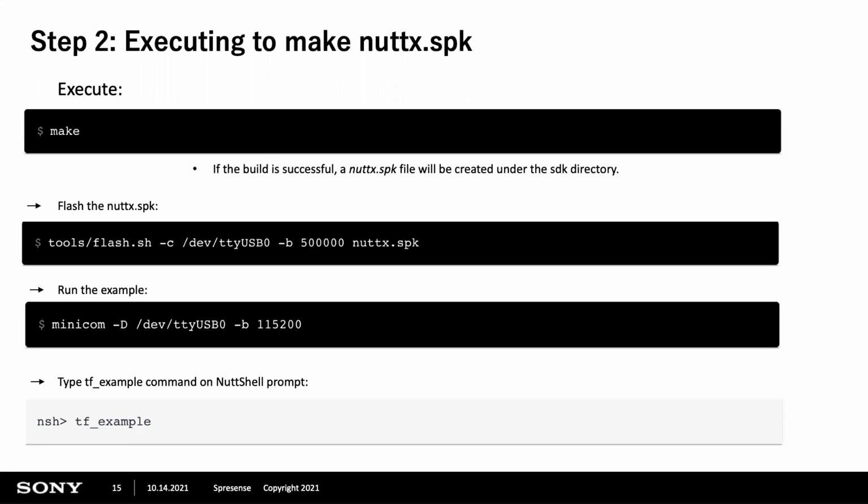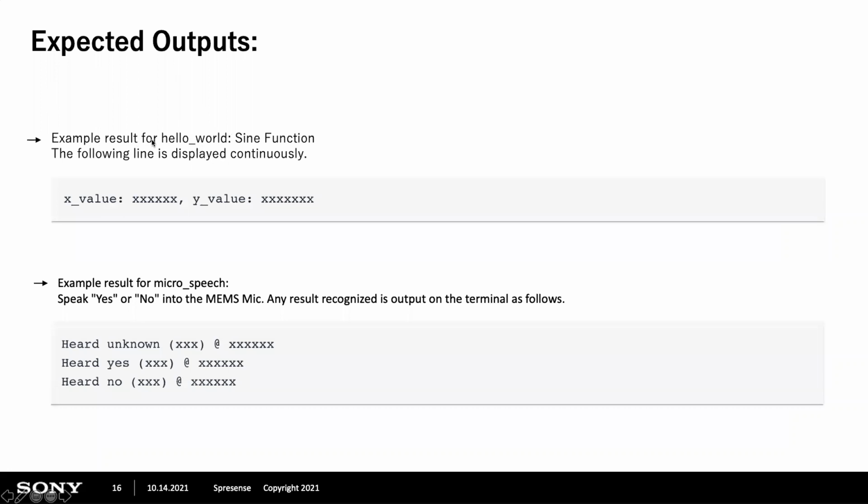And so now we want to look at the output. Each example has a different output. By the way, I don't know if I mentioned, hello world is a sine function, so you have different values. You give it 0, you get 0 and 1, and it's going to show you those values. And for the micro speech, it has a microphone, so it listens to you. If you say yes or no, you see it here. And if it's something other than yes or no, it's going to say unknown.